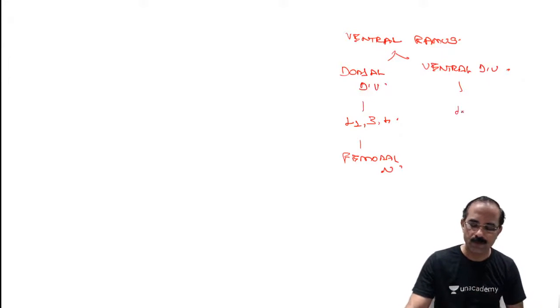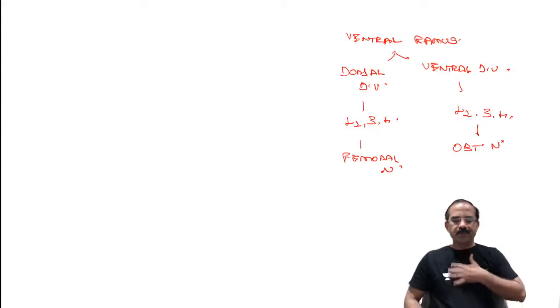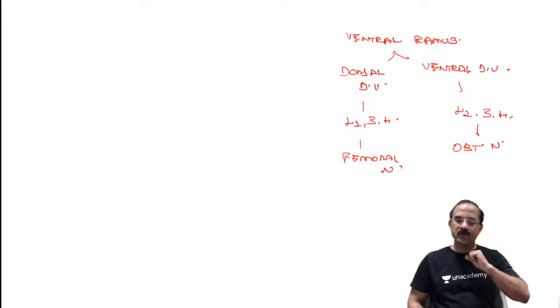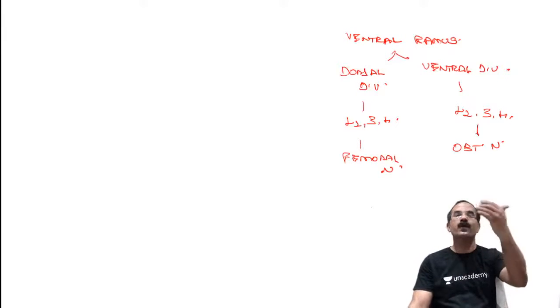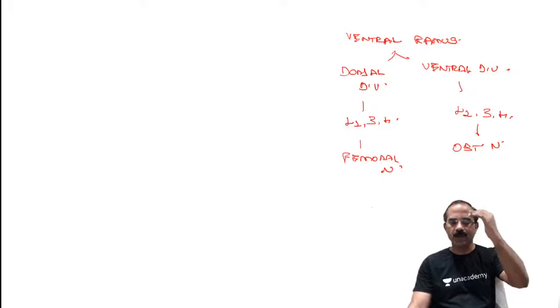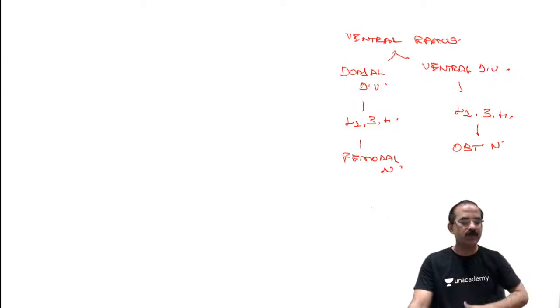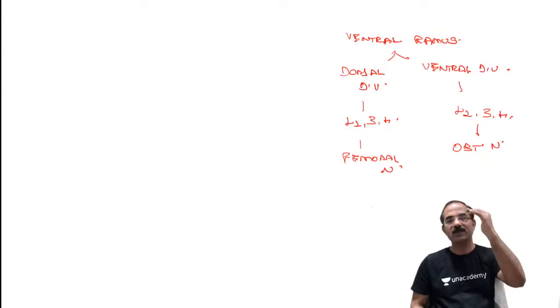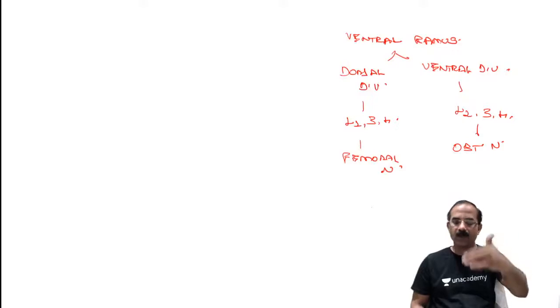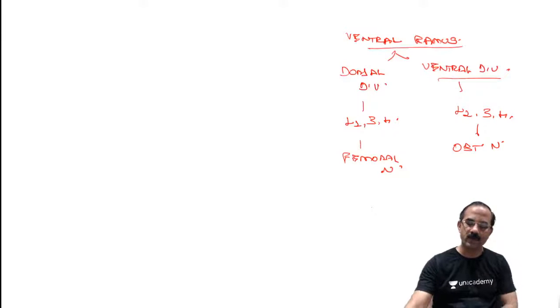And the ventral division of ventral rami of L2, L3, L4. Any guesses? What is this? This is going to be the obturator nerve. So, what is the root value of femoral nerve? Femoral nerve is formed by the dorsal divisions of the ventral rami of L2, L3, L4. And what is the root value of obturator nerve? It is formed by the ventral divisions of the ventral rami of L2, 3, 4. That's the obturator nerve.